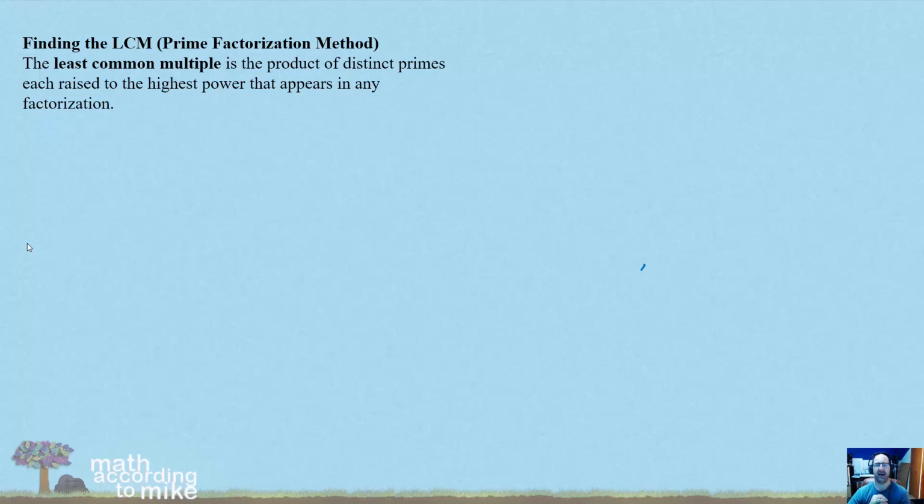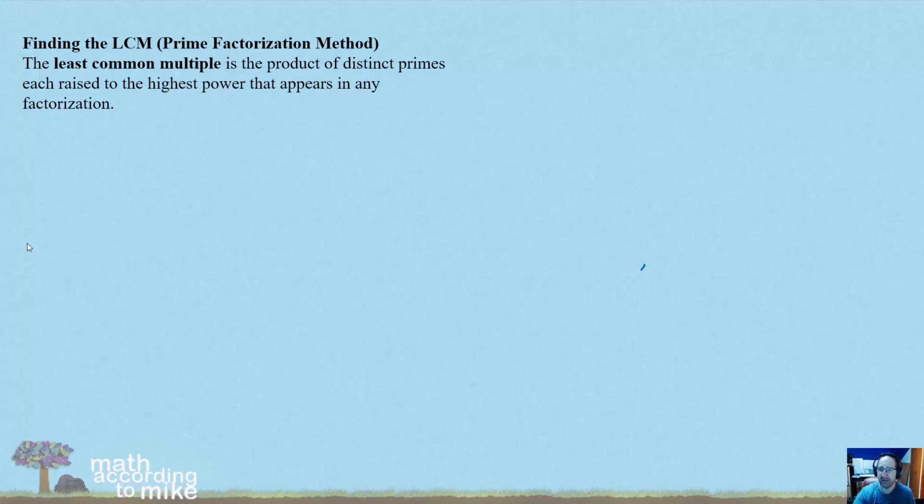All right, finding the LCM, the least common multiple, using the prime factorization method. So now, the greatest common factor, again, is the biggest number that divides into the given numbers. The LCM is the flip. The LCM is the smallest number that the given numbers divide into. So please watch your prepositional phrasing, because it makes a difference. The first method is the prime factorization method.